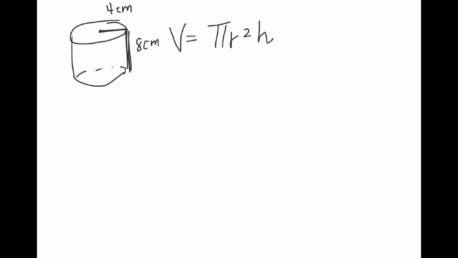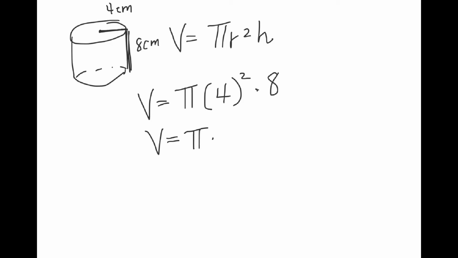Oh, actually, wait, let me do this one with you guys. Sorry, there's something I want to show you. So volume equals pi r squared, and r is 4. So we plug in 4, we square it, right? And the height is 8. So this is pi times 16 times 8. We went over this yesterday, but I wanted to show you all anyway.